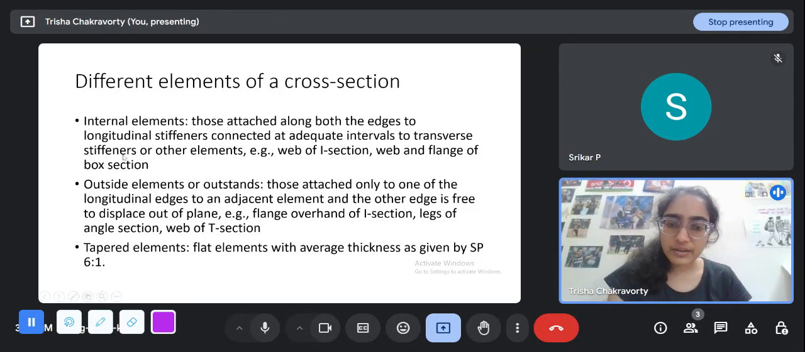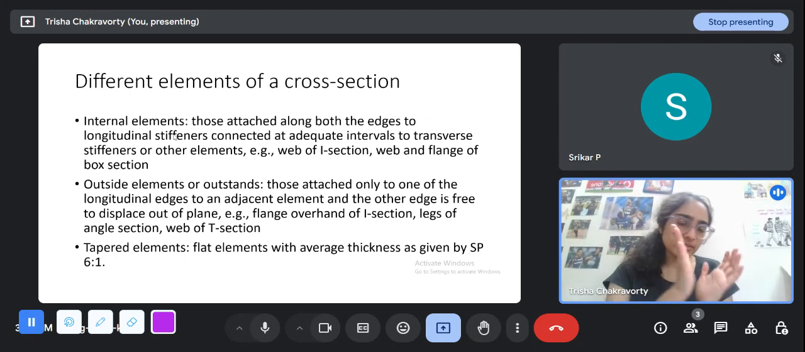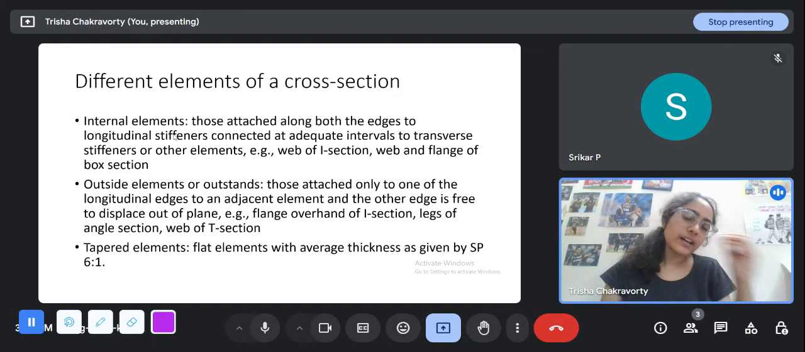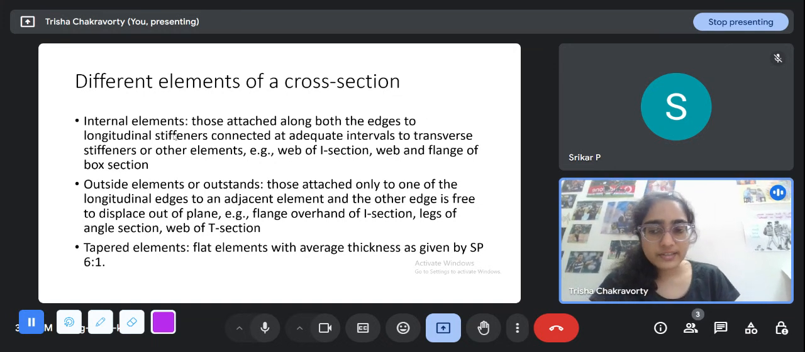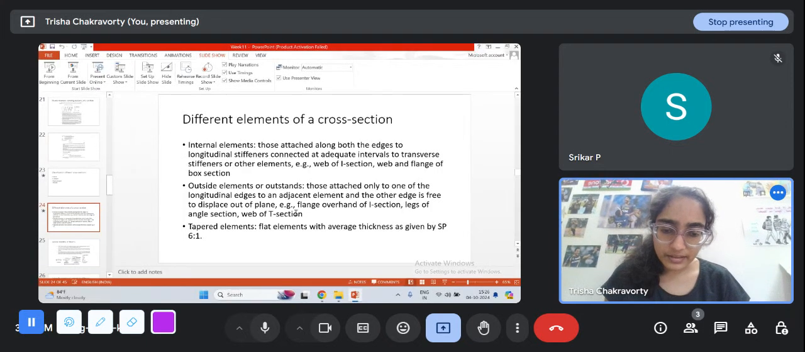The outside elements or outstands are the flange overhang of I section, the legs of angle sections, and the web of T section. They are attached to an adjacent element along only one of the longitudinal edges, and the other edge is free to displace out of the plane. So in an angle section, each leg is attached to the other leg at one point and free to displace at the other end. So they are the outside elements or outstands. Tapered elements are flat elements with average thickness as given by SP61.